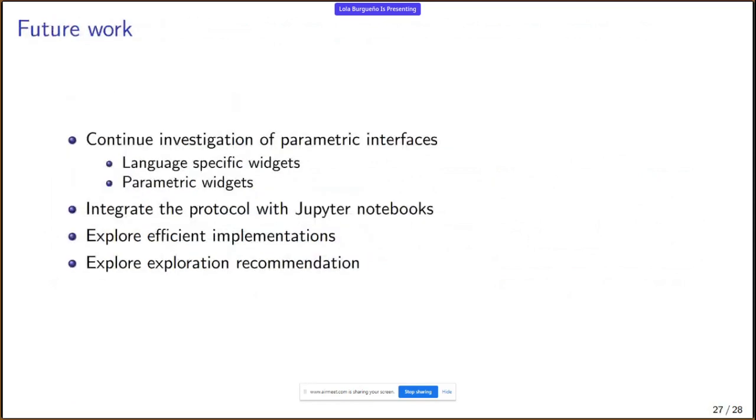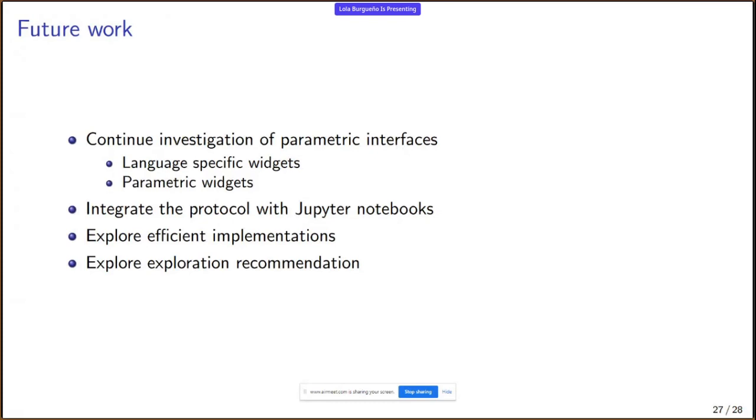So now we have this implementation. We have this architecture that is reusable. We want to use this to continue investigation of language-parametric interfaces, especially language-specific widgets. So currently, our interfaces are very generic. They do not make many assumptions, so they can be reused by many languages. But it's also useful to have, for example, widgets that are language-specific. For example, in Idris, you can do proving. That might be something that can be a language-specific widget.